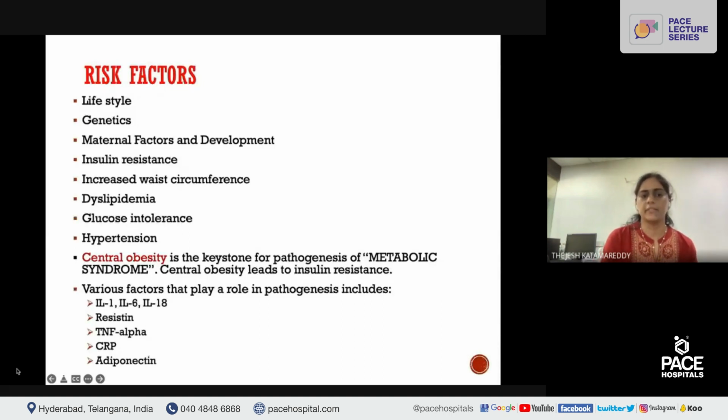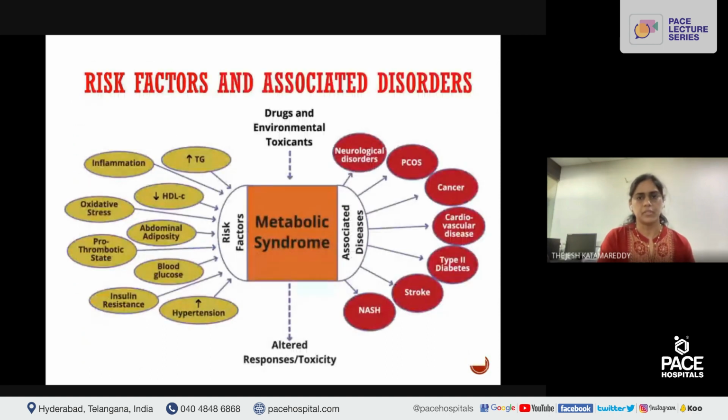Other factors like IL-6, IL-1, IL-18, tumor necrosis factor, CRP, adiponectin, which are released by the adipose tissue, also play a major role by leading to inflammation in the adipose tissue and thus leading to chronic systemic inflammation. So the same thing has been explained here. All these are risk factors like inflammation, increased triglyceride, decreased HDL, oxidative stress, abdominal obesity, prothrombotic state, blood glucose, insulin resistance. All these are risk factors which lead to metabolic syndrome.